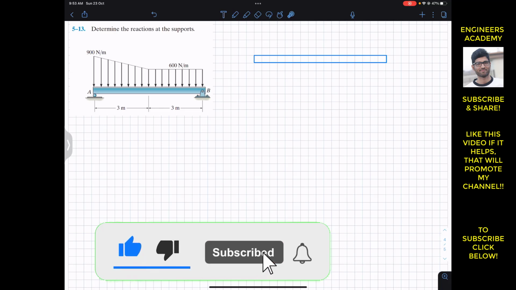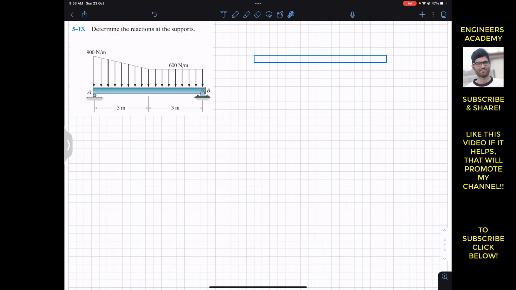Now we are going to solve this problem. It says that determine the reactions at the supports. Now we have this beam AB and it is subjected to a distributed load having the intensity at point A equals to 900 newton per meter, and the intensity for 3 meters, for half of the length of the beam, is 600 newton per meter. So we have to find the reaction support.